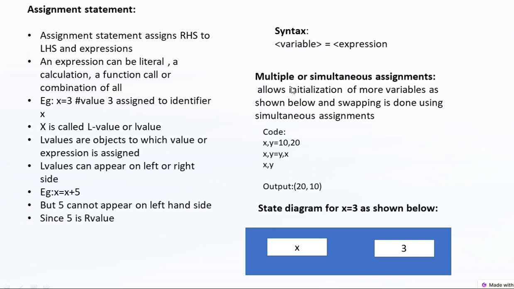Now you also have something called multiple or simultaneous assignments. So what is this? It allows initialization of more than one variable at the same time, and swapping is also done using simultaneous assignments. See this first line of code. I said x comma y is equal to 10 comma 20. When I execute this line of code, x will be assigned 10, y will be assigned 20. So this is multiple assignment. You can have multiple assignment in one single line. And you can also do swapping. Here, x comma y is equal to y comma x. So I swapped the content. This is called swapping.